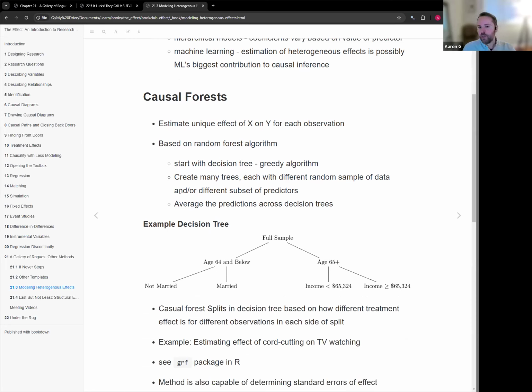And the author talks through a couple examples. Here's a machine learning approach. I hadn't heard of this before, causal forests, which really is just a modification of a random forest. Have you guys used random forest at all for any of your work?